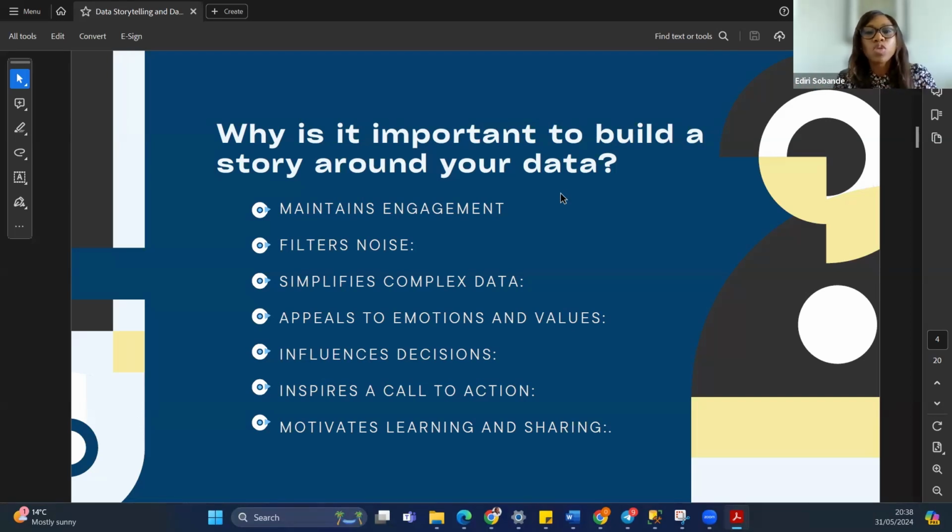So you want to appeal to that value, that thing that is important to that person. If customer service is important to your audience, you want to bring out from your data the story around customer service and how you can improve it. The fifth thing is that it helps to influence decisions. I've talked about that a lot. It influences decisions. It inspires a call to action.